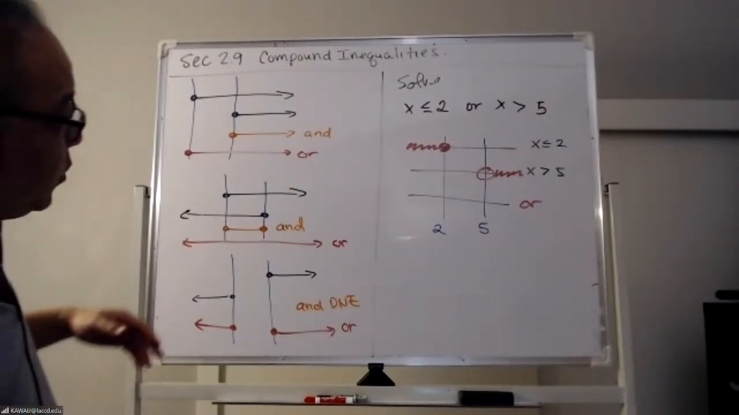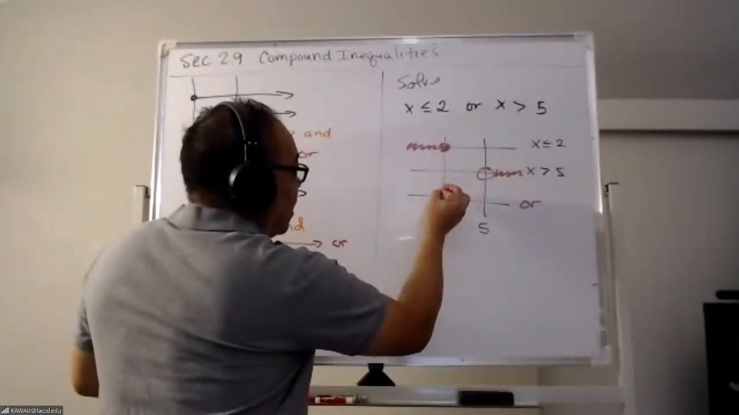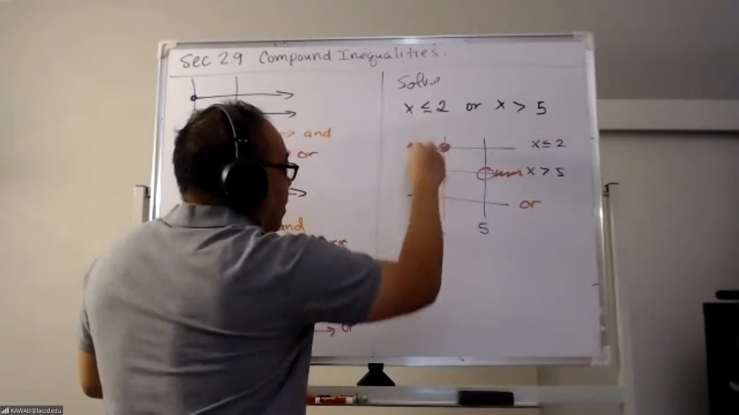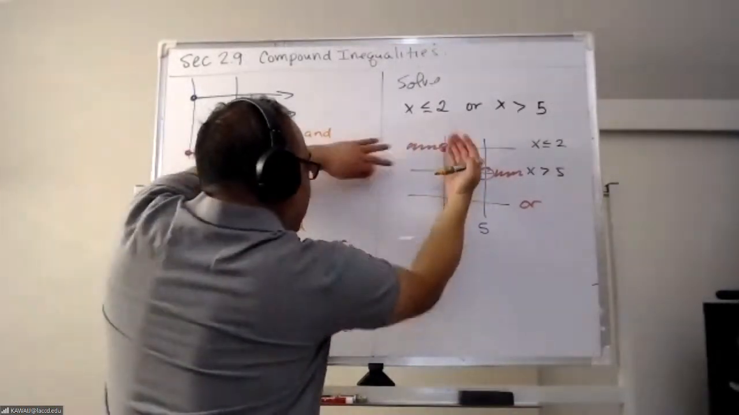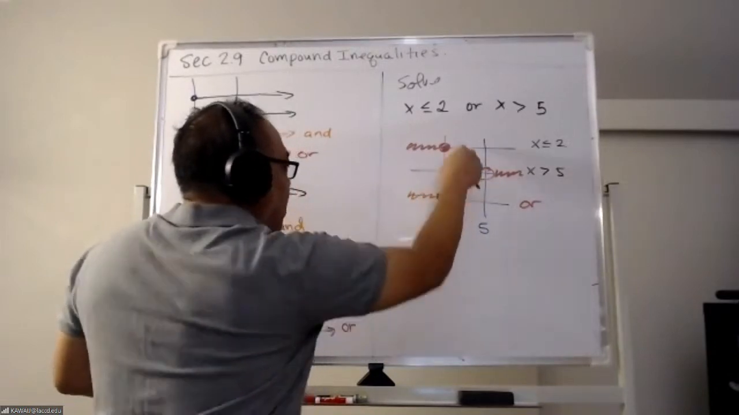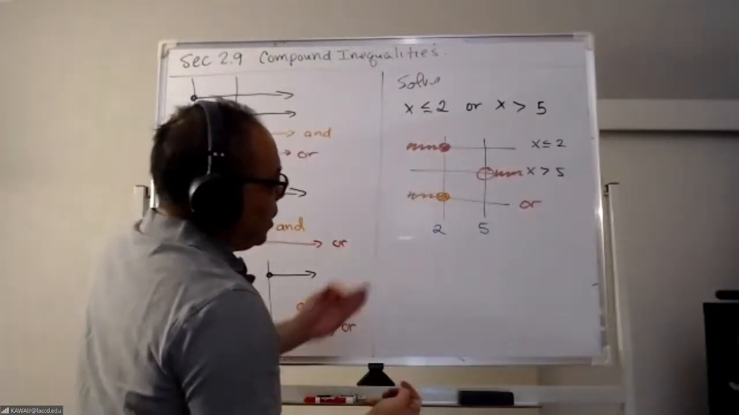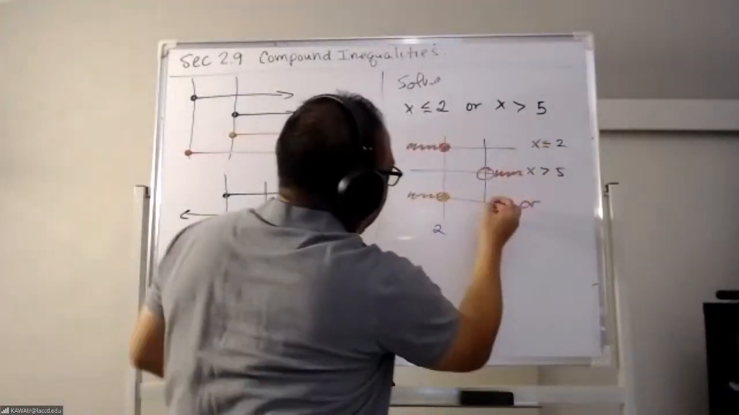So when we do this, is at least one of these shaded in? The answer is yes. Is at least one of them shaded in the middle? The answer is no. And yet, is at least one of these shaded in? The answer is yes.